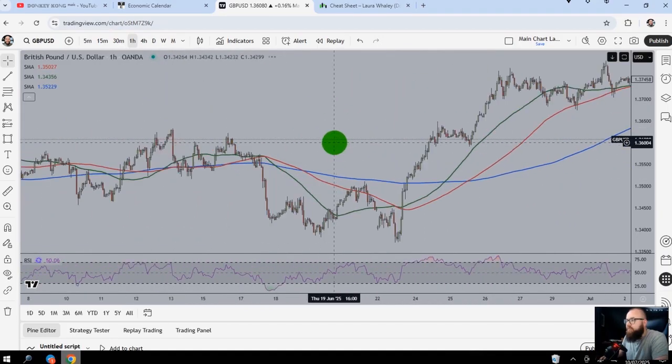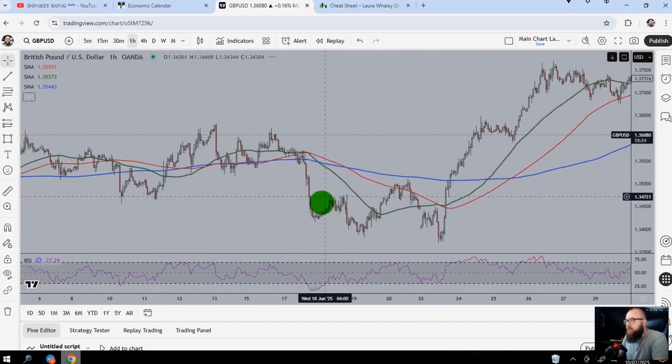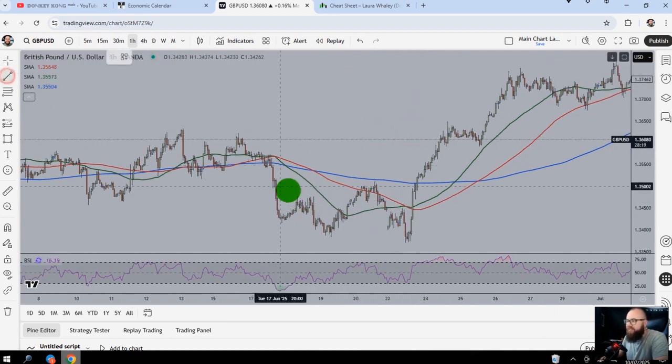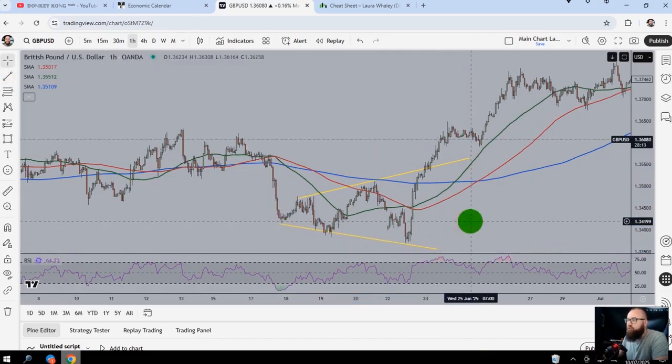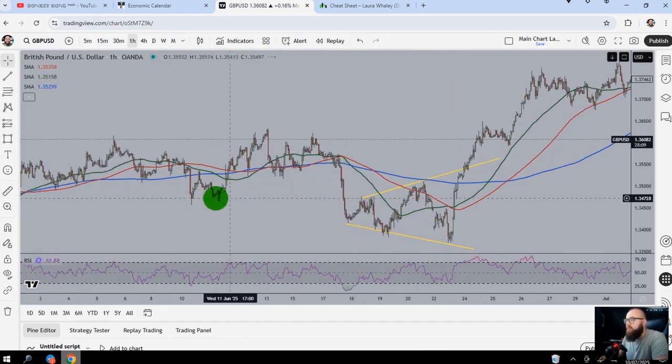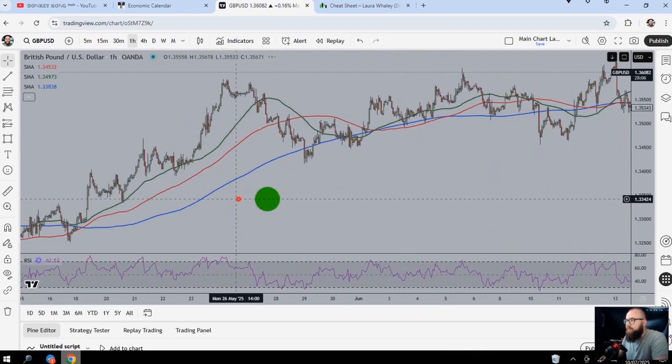Okay, let's have a look at other retrace moves. Okay, what do we have here? Do you know what this is? Finally, I've seen one. This is like an extended symmetrical triangle. So another retrace move, when price breaks above it, it moves higher.